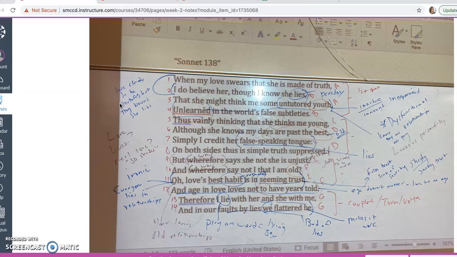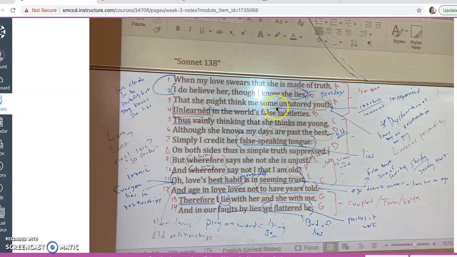Okay, so let's go through this quatrain by quatrain. When my love swears that she is made of truth, I do believe her, though I know she lies. So this is interesting, right? In this way, it's kind of a paradox. The speaker is speaking about the subject, which is a woman. Let's just assume that it's a man speaking about a woman in this case. So the man is saying that the woman is claiming that she is truthful, and he believes her, though he knows she lies. So there's the paradox: how can you believe someone that you know is a liar? Right off the bat, Shakespeare throws us a little curveball. So we're on alert, right?